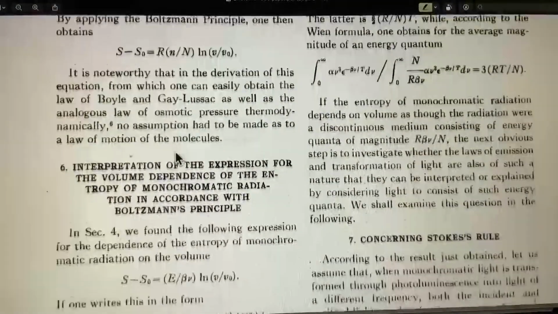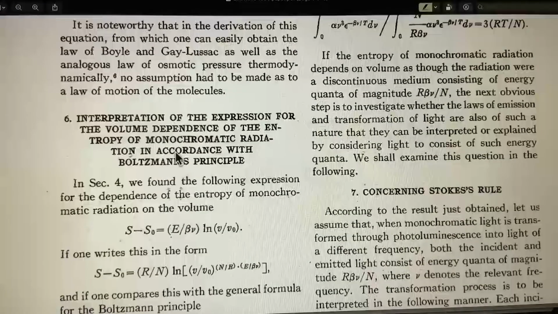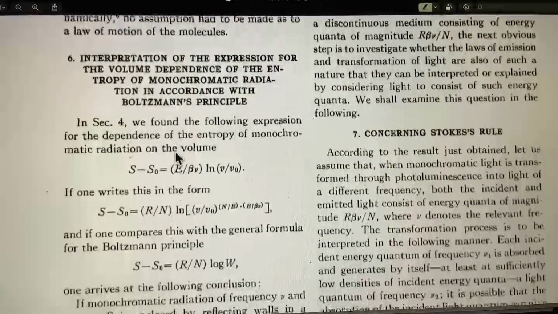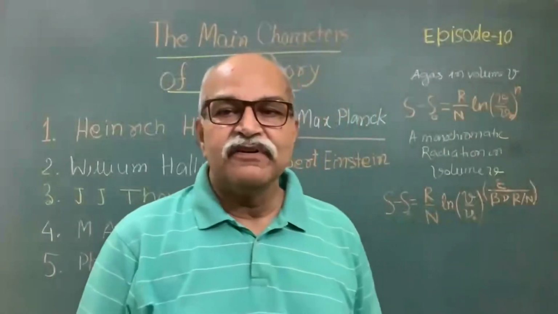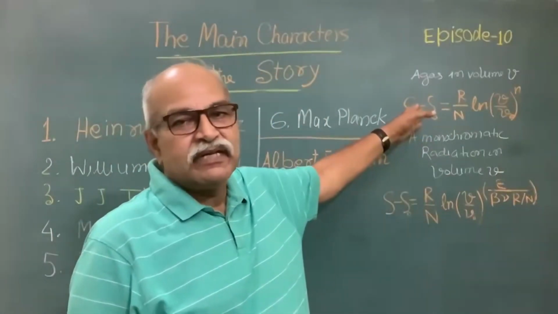And then sixth section, interpretation of the expression for the volume dependence of the entropy of monochromatic radiation. He has already derived that expression, and that expression is here. S minus S naught is this, which can be written in this particular form. So I'll write these two forms on the board and explain a little bit more on that.